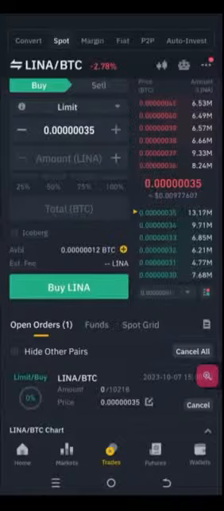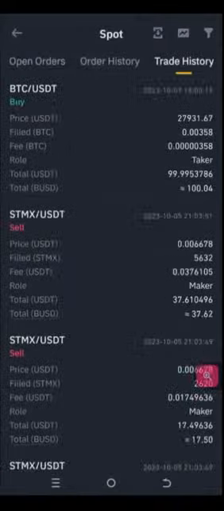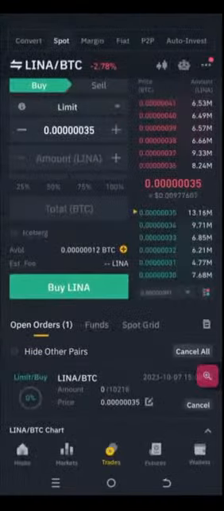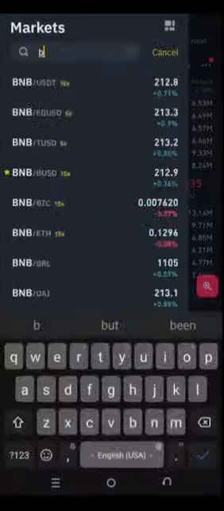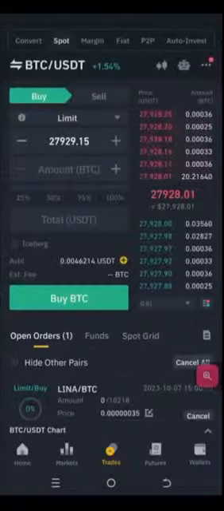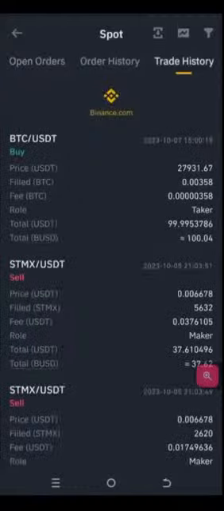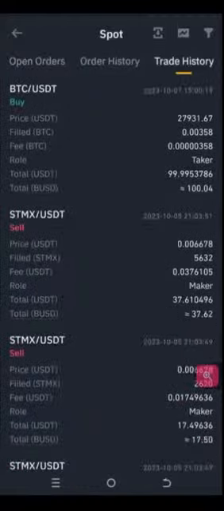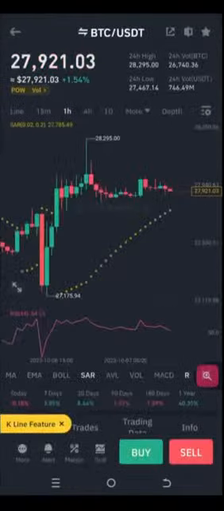So let's go check. This is how you know. Let's check in the trade history. We bought BTC at 27,931. Let's go check what BTC is saying right now, because this is how you do it. You must always have a way out. So let's check that out. It's 27,928. Let's check it out again. 27,931. I think it's gone down a bit.